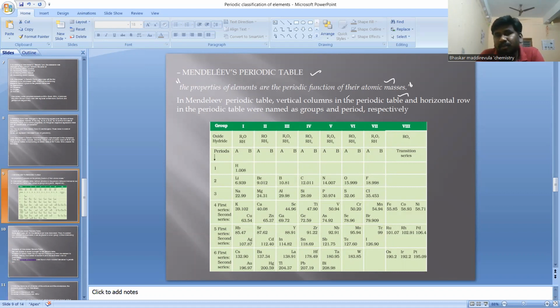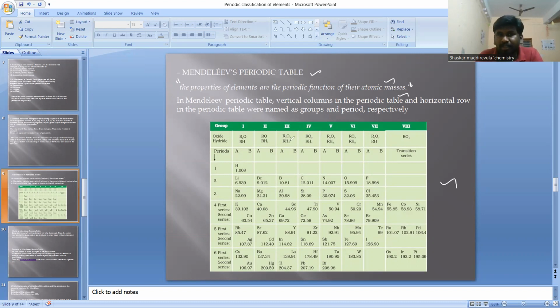That means just arrange the elements in the increasing order of atomic mass. While arranging the elements in the increasing order of atomic mass, he found that the properties repeat at a particular interval. So just arrange the elements in the increasing order of atomic mass, and you can see Mendeleev's periodic table.